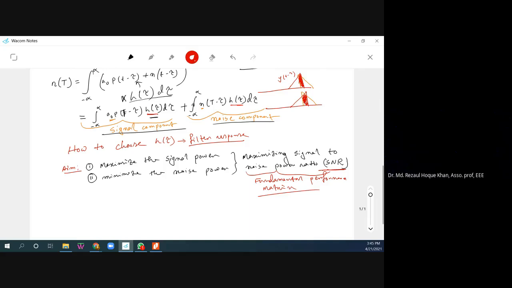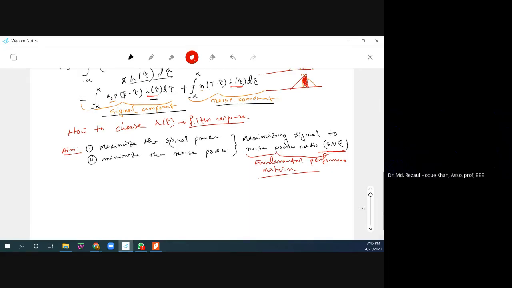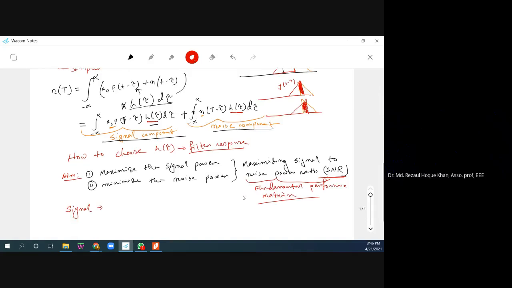Now, what is the signal here? The signal we just received. So the signal power, signal. What is the signal here? This one. The signal is actually over this part: from minus infinity to plus infinity, integral of p(t minus tau) h(tau) d tau. This is our signal. Okay.